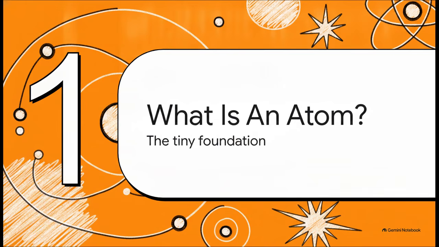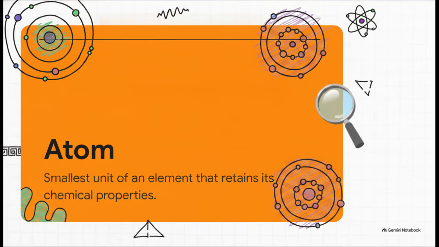What exactly is an atom? The tiny foundation of everything. So this is the foundational concept for all of chemistry, and honestly, getting this unlocks how the whole physical world works. By definition, an atom is the smallest unit of an element that still keeps the chemical properties of that element. Now, thousands of years ago, there was this Greek philosopher named Democritus, and he coined the term atomos, which means indivisible. He figured if you kept cutting a piece of matter in half over and over, you'd eventually get a speck so incredibly small it just couldn't be cut anymore.